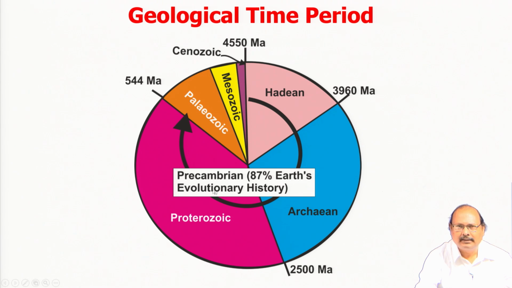Now, if you see this part from 4,550 million years before present to 544 million years before present, this constitutes the Precambrian period, and it constitutes nearly 87% of Earth's evolutionary history. One of the most important points here is that you do not have a fossil record in the rock record; we do not have body fossils. So it is very difficult to know this time division. How is this solved? How do you know what has happened in between?